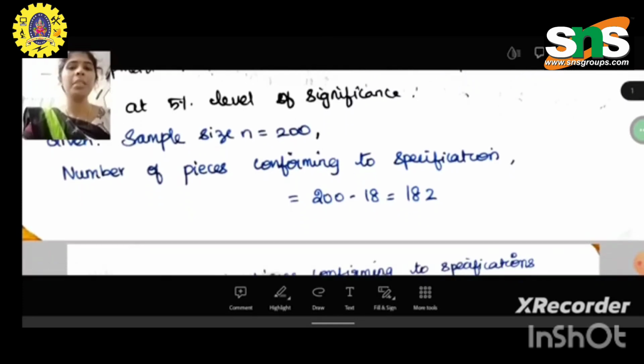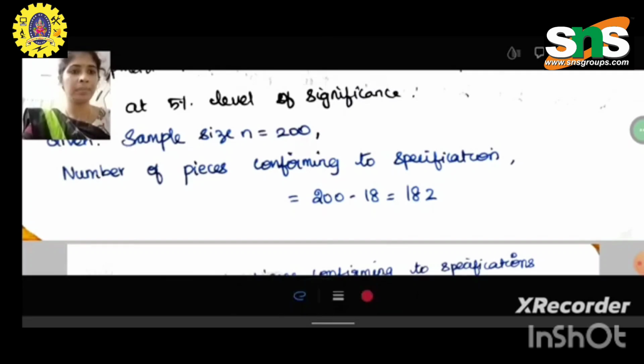Here the sample size is given as n is equal to 200, which means this comes under large sample test. We have to find how many pieces were conforming to specification, that is how many are error free. The total sample is 200, out of which 18 are failures. So 200 minus 18 is 182.